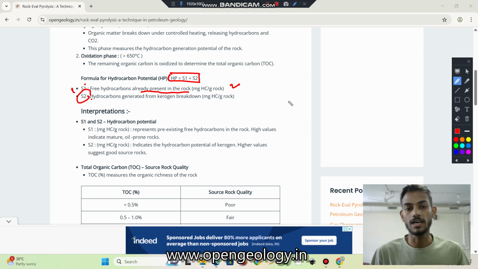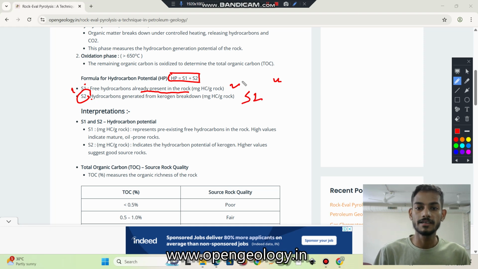So we have two types of hydrocarbons. First, that which is already generated in the rock, and as we heat it up it will be released. The second is that which is not present, but as the kerogen breaks it will create hydrocarbons, so that is the second, S2.